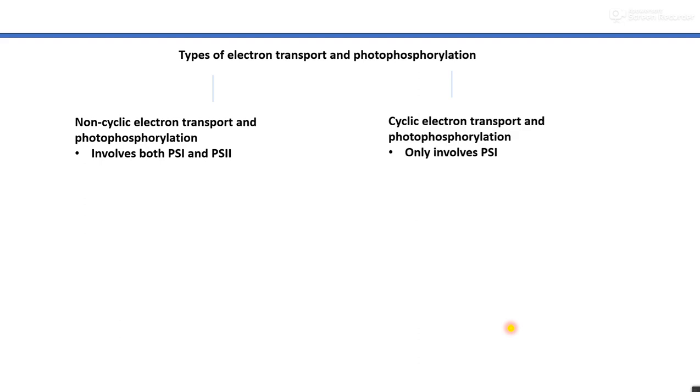Now I would like to discuss about the type of electron transport and photophosphorylation in chloroplasts. These are of two types. First is non-cyclic electron transport and photophosphorylation, and second is cyclic electron transport and cyclic photophosphorylation. Now non-cyclic electron transport and photophosphorylation involves both photosystem 1 and photosystem 2, but cyclic photophosphorylation involves only photosystem 1.